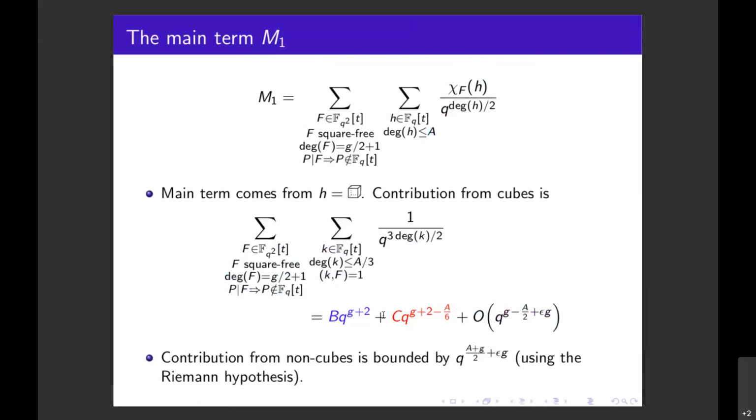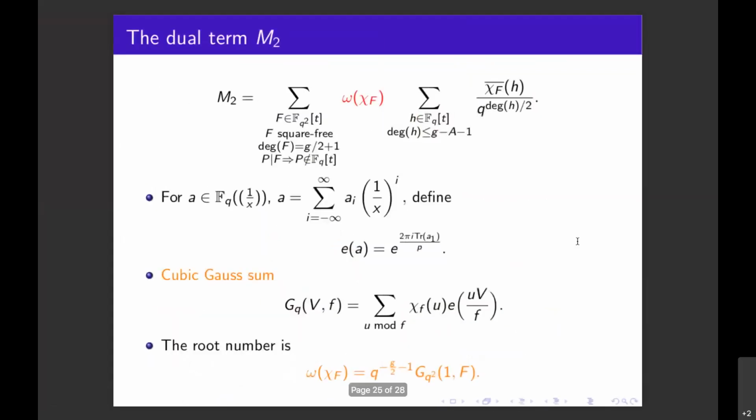Now, if you look at the formula a little bit, we have this term q^{(g-A)/6}, which depends on the point where I'm truncating. So you wouldn't expect such a term to persist in the final asymptotic formula for the moment, since this parameter A I can choose no matter how I want to. So our strategy will be to compute M2 and hopefully show that that term of size q^{(g-A)/6} cancels out.